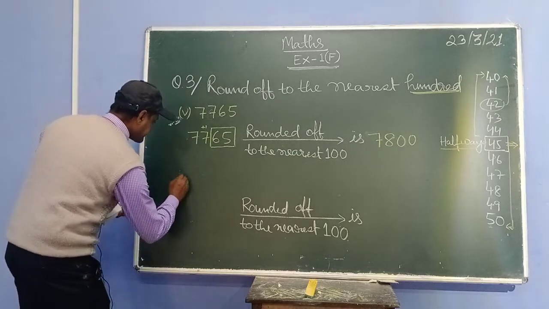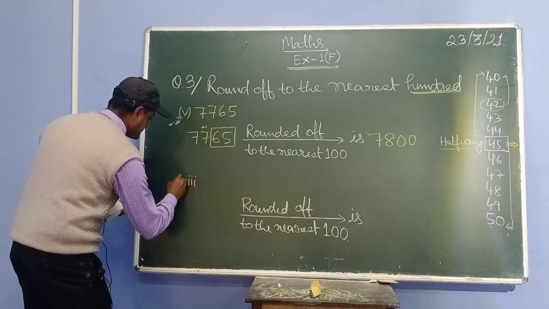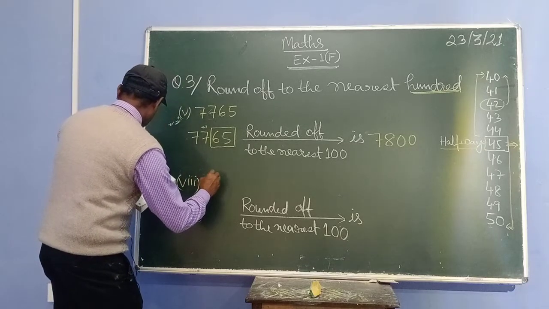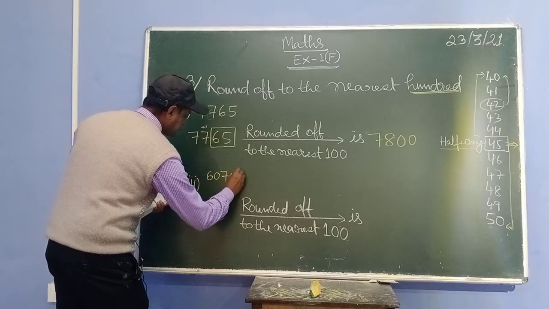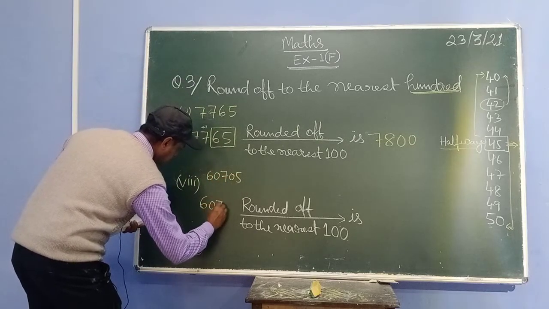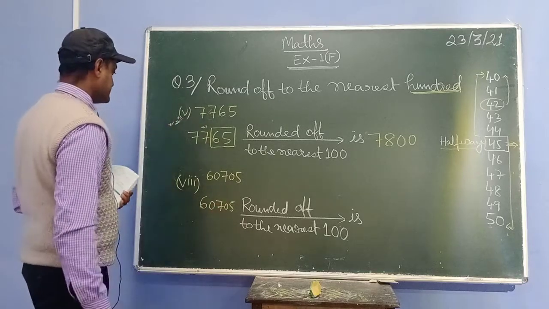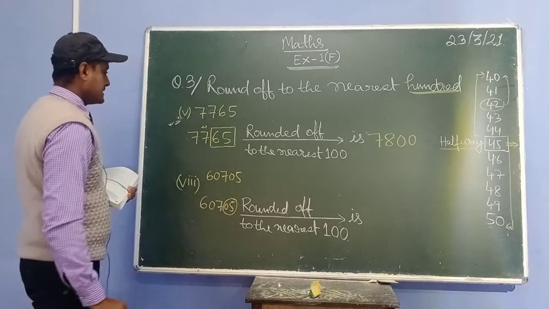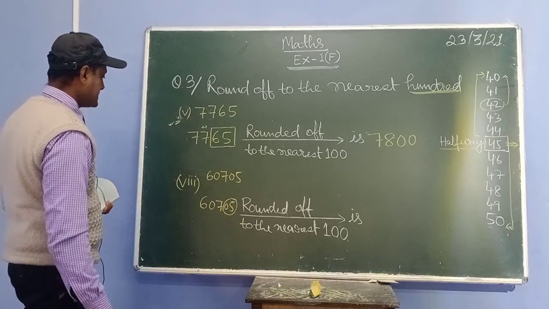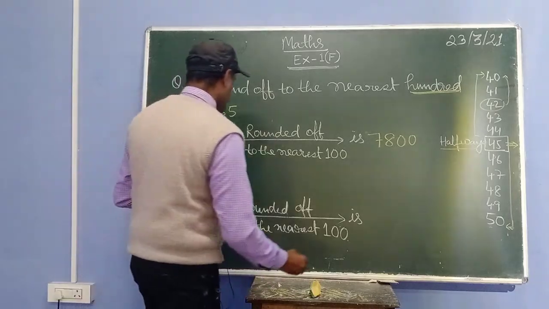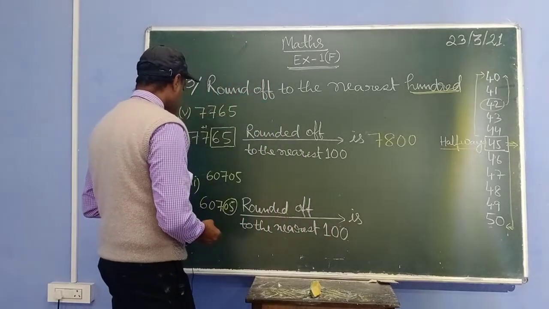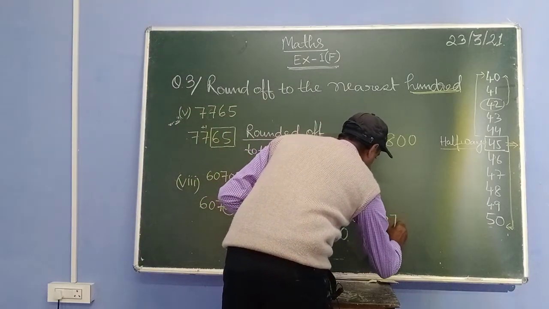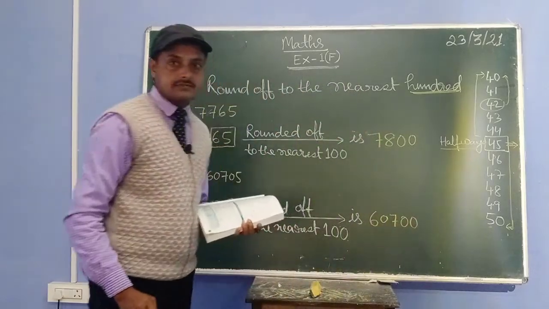In the same way, we move to part 8. Part 8 is 60,705. 05 is less than 50. Yes, it is less than 50. So what will we write? Rounded off to the nearest 100, 60,705 is 60,700. Okay, miss.